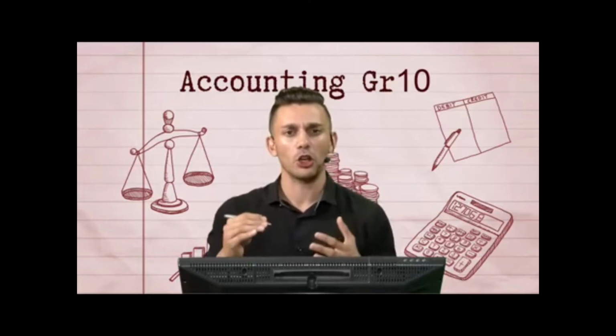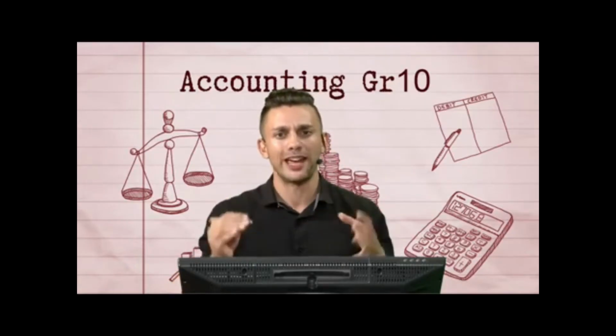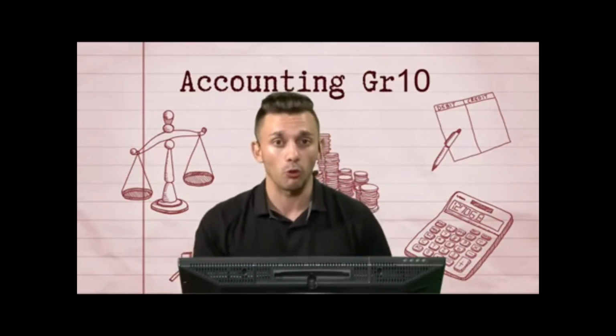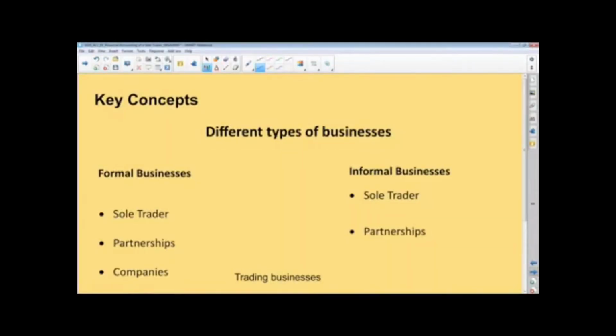And then I want to look at your two broad categories of businesses in South Africa, your formal businesses and then also your informal businesses. So let's quickly look at the breakdown. Remember, we have two broad categories: formal businesses and informal businesses. I want to quickly look at informal businesses.